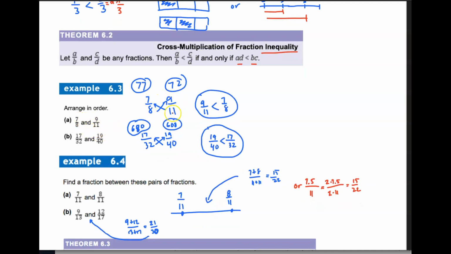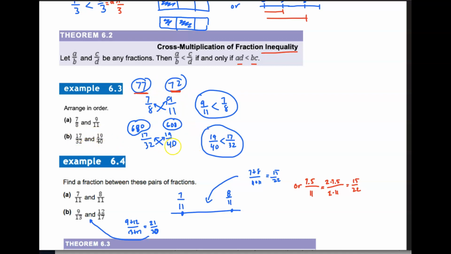Here's your 7/8, 9/11. 7 times 11 is 77. 9 times 8 is 72. And so now I know that this number is smaller than this one. This fraction is smaller than the 7/8. And that's through the cross multiply rule.